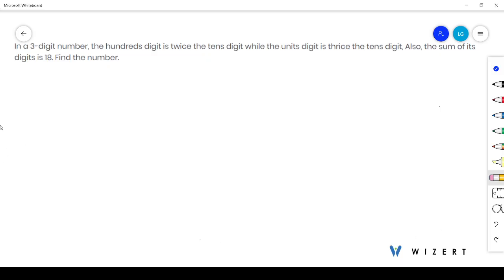Our question is: in a 3-digit number, the hundreds digit is twice the tens digit, while the units digit is thrice the tens digit. Also, the sum of its digits is 18. Find the number.